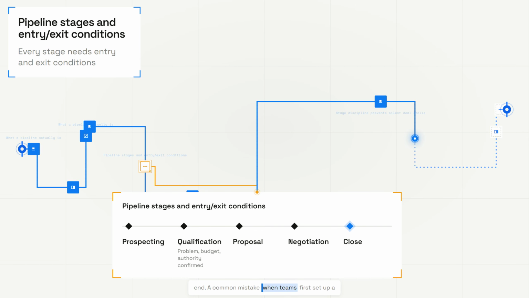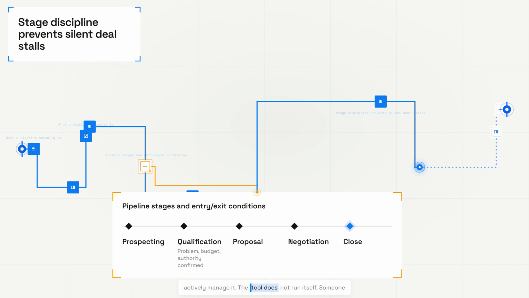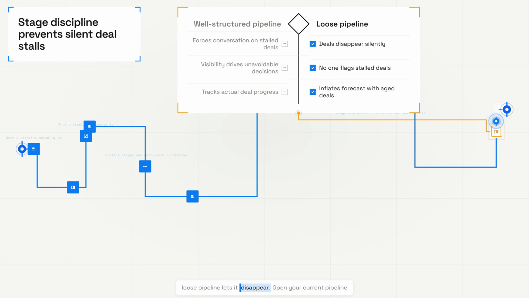A common mistake when teams first set up a CRM is building a pipeline without appointing anyone to actively manage it. The tool does not run itself. Someone has to review whether deals actually meet the criteria to be where they are. The pipeline's real value isn't visibility alone, it's that visibility makes certain decisions unavoidable. When a deal has been in proposal for 6 weeks with no defined next step, a well-structured pipeline forces that conversation. A loose pipeline lets it disappear.